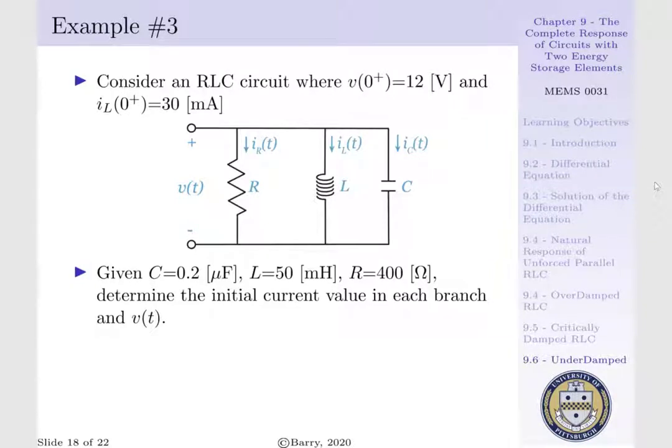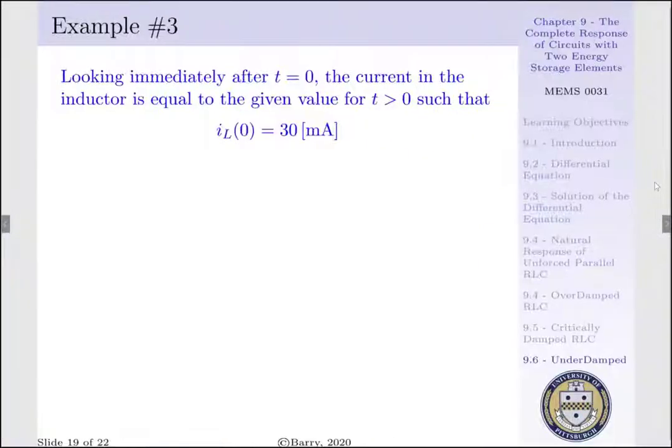Lastly, let us consider the same RLC circuit with the same initial conditions. This time we just changed our resistance to 400 ohms. We will repeat the same solution process we have done thus far in examples 1 and 2.